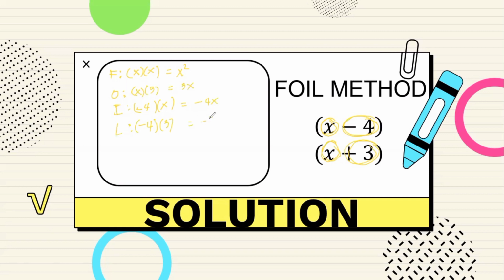And then, don't forget to combine like terms. Combine your outer term and inner terms. 3x plus negative 4x, and then carry the sign of the larger number. It's negative x. 3 minus 4 is equal to negative 1. That's why the answer must be negative x.